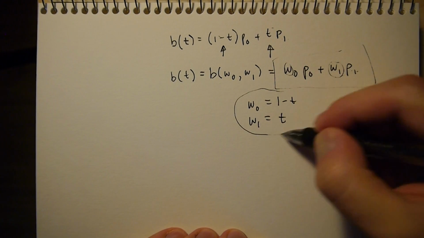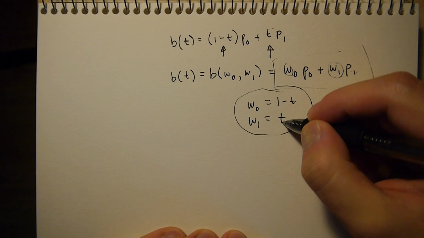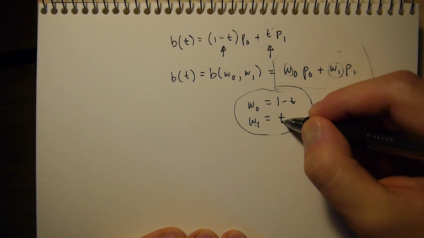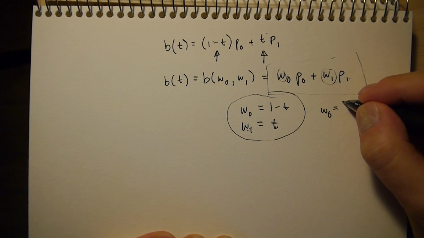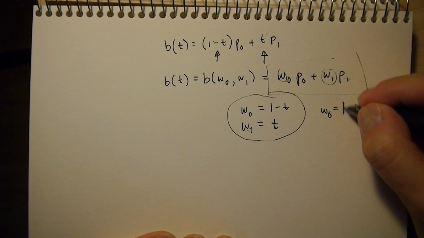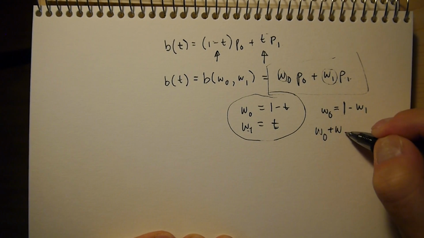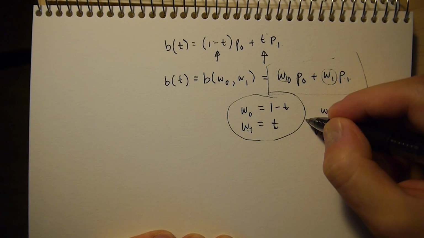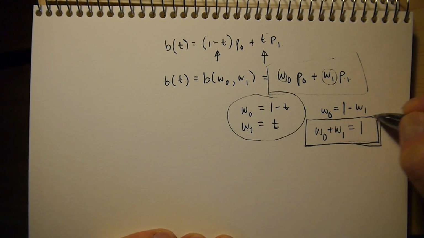What is this actually saying about w0 and w1? What I'm saying is actually kind of obvious if I plug them into each other. If I substitute w1 in for t here, because I know w1 and t are equal, I would get w0 equals 1 minus w1, which means if I rearrange the terms and move the w1 over, I get w0 plus w1 equals 1. And this is a big deal. This right here is really important.